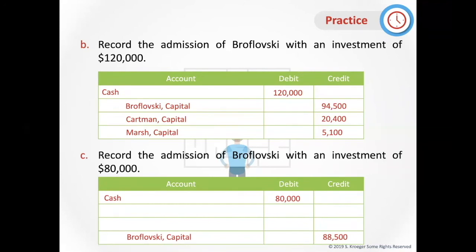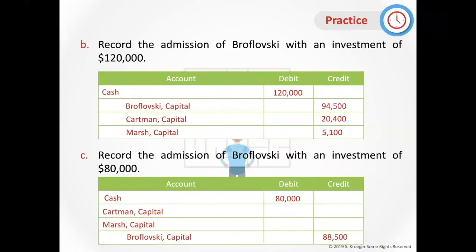In part B, the old owners got extra money. In this case, they'll be losing it. Instead of doing a credit to the old owners, we're going to be doing a debit to the old owners. Their capital will be going down. We have Cartman and Marsh as the old owners. I'm putting them on the books as a debit. So like I said, it will reduce their capital.